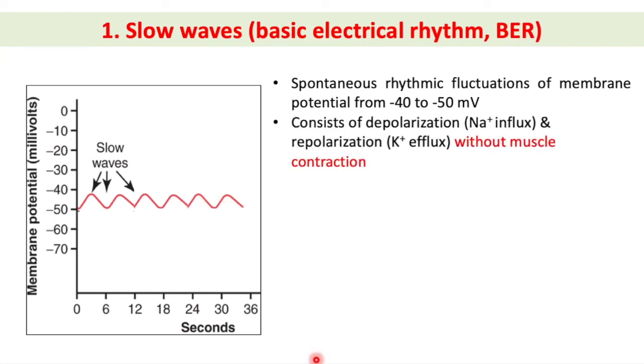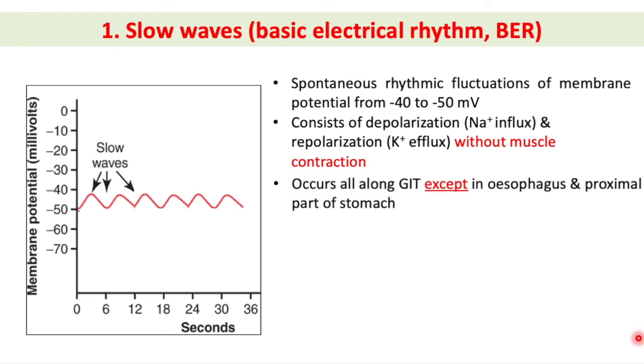Slow wave consists of depolarization and repolarization without muscle contraction. During slow wave, there is an influx of sodium into the cell as well as potassium efflux out of the cells. Sodium influx will cause depolarization, while potassium efflux will cause repolarization. Despite this depolarization and repolarization, there is no muscle contraction. Slow waves occur all along the GIT except in the esophagus and proximal part of the stomach.